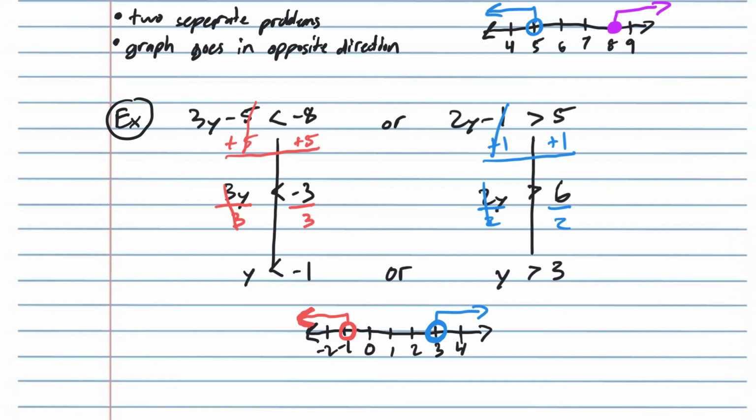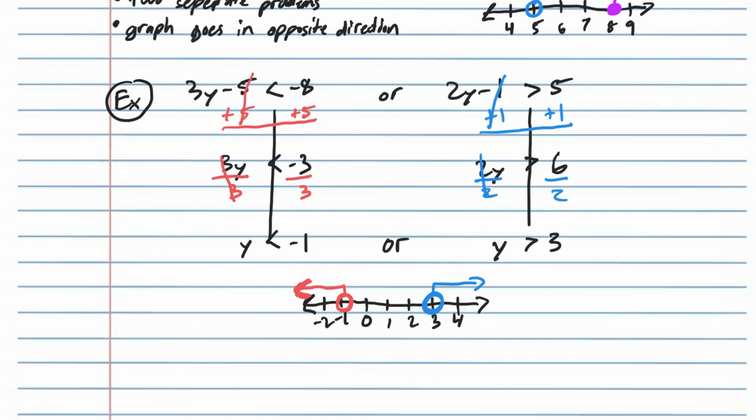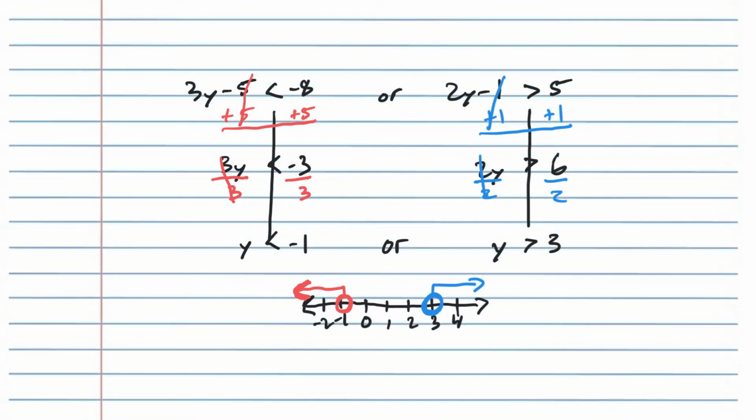Okay, in the next video, when we talk about the and inequalities, those ones should go towards each other, which you'll see in that video. All right, I'm going to go ahead and put 1 on the screen for you guys to try on your own, just to make sure you got it. All right, so go ahead and try. 5x plus 8 is less than 3, or negative 8x plus 1 is less than or equal to negative 39.